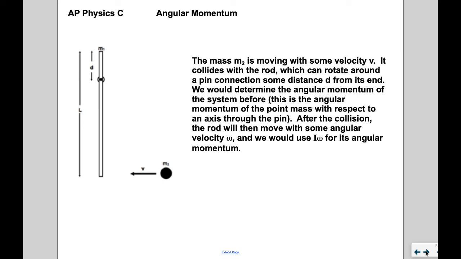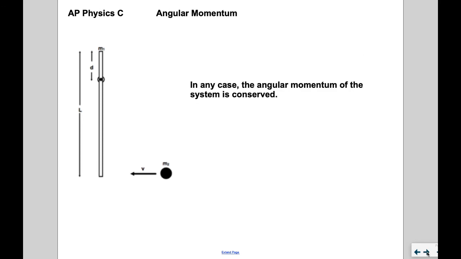This is the angular momentum of the point mass, or the particle, with respect to that axis at a distance d from the end of the rod. So after the collision, the rod is then going to move with some angular velocity omega. We would use I omega for its angular momentum. The I, of course, is with respect to that pivot point, which would require us to use the parallel axis theorem. In any case, the angular momentum of the system is conserved, so before equals after.